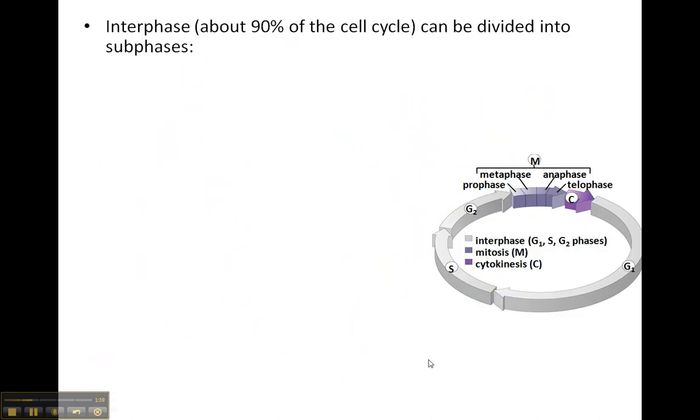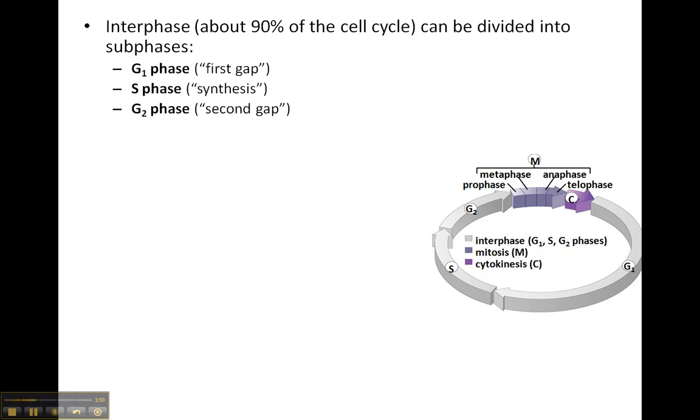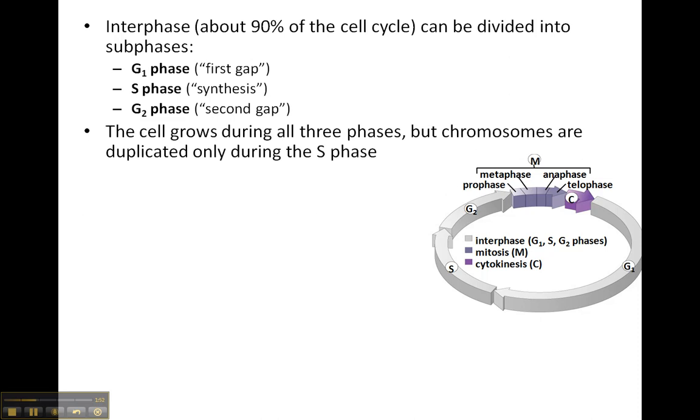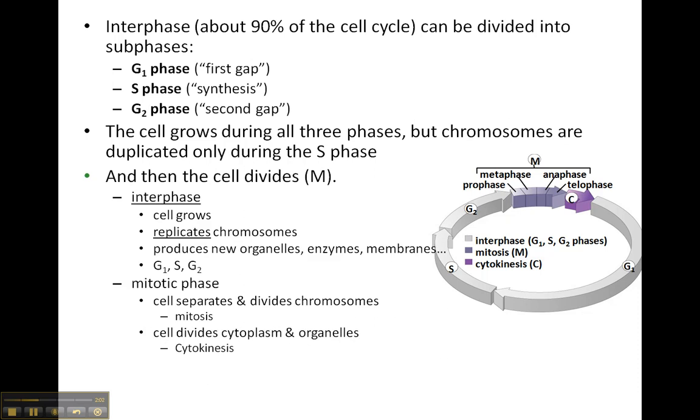Now, interphase is about 90% of the cell cycle, and it can be divided into subphases. First, you have first gap, G1. You have synthesis, and G2. So the cell grows during all three of the phases, but the only part of that when chromosomes duplicate is during the S phase. And then the cell divides, and that's the M phase.